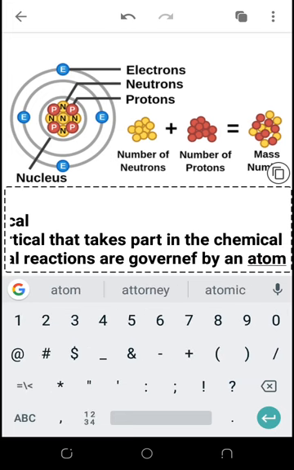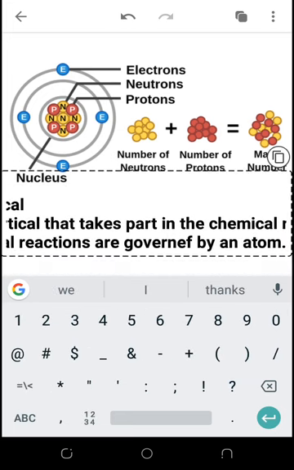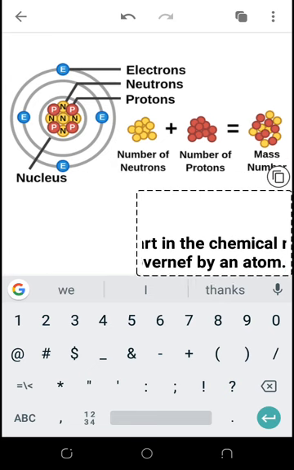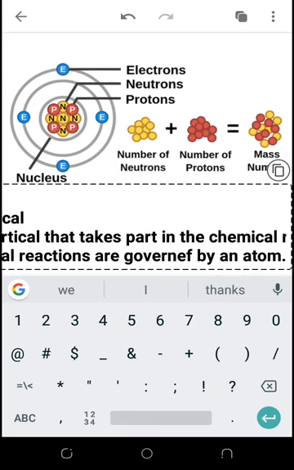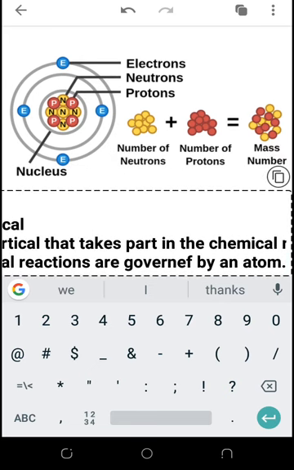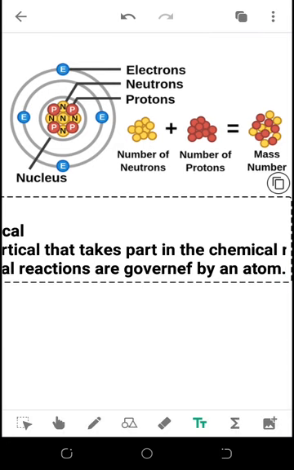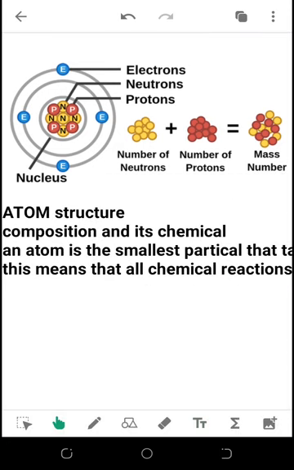So an atom is made up of three small particles. An atom is made up of three small particles, of which these particles are the electron, neutron, and the proton.